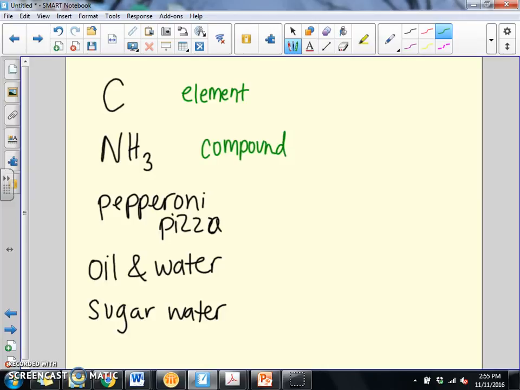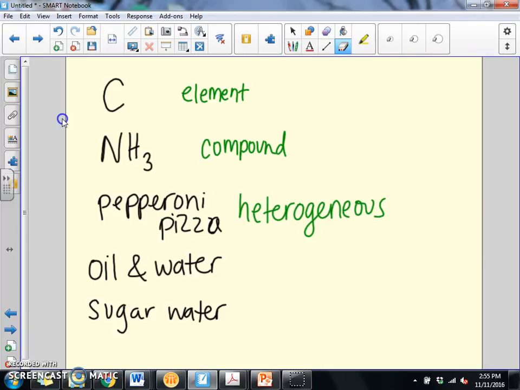Pepperoni pizza has cheese and pepperonis and the crust and the sauce, and even though it's got a bunch of different components, I can tell the difference between it all. So that would be an example of heterogeneous. I think I spelled that wrong. Heterogeneous. Oil and water: if I mix oil and water together, they do not stay mixed very long. Even if they're in the same container, we know that oil will end up at the top and water at the bottom. So I can separate them. I can see the difference. So it's heterogeneous.